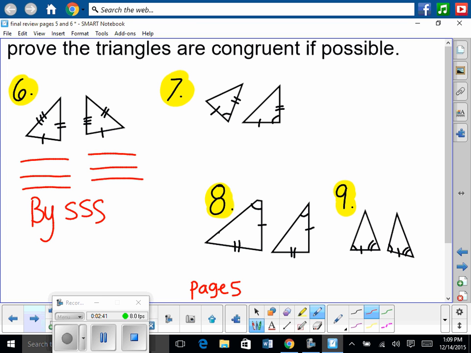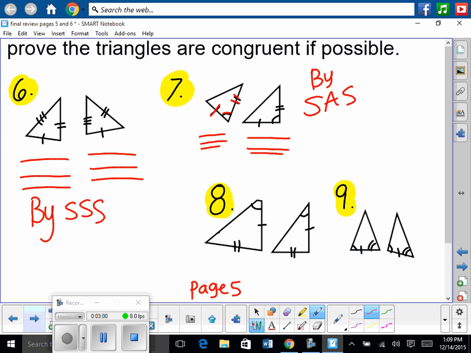Number 7, we're given a 1 tick mark, a 1 tick mark, 2 tick marks, 2 tick marks, and then we're given the same angle on each. So the order that this is given in was side, angle, side. So by side, angle, side, yes. Order matters: side, angle, side.